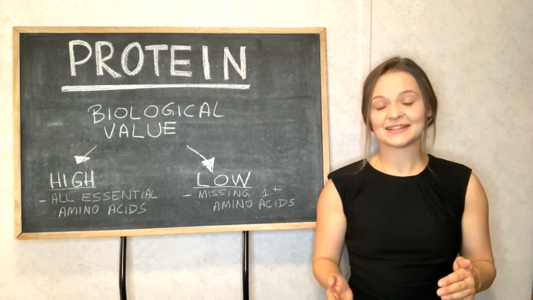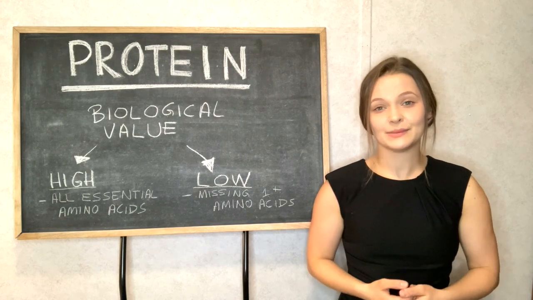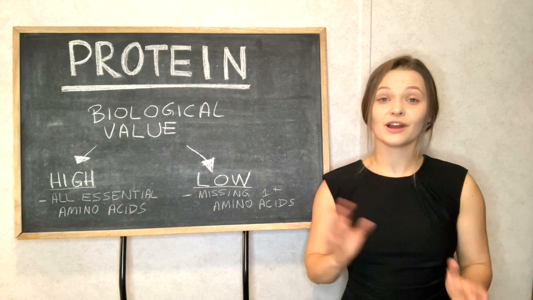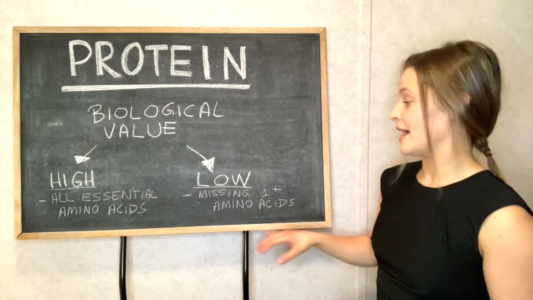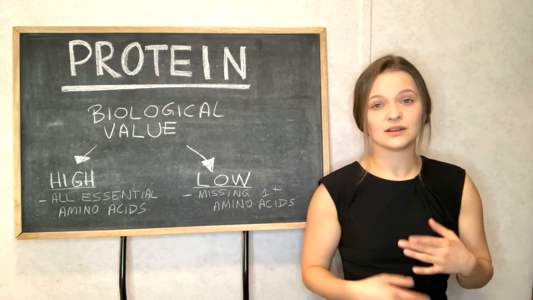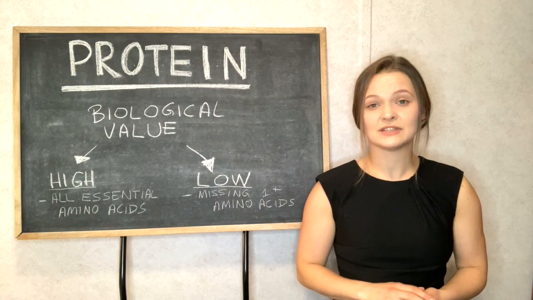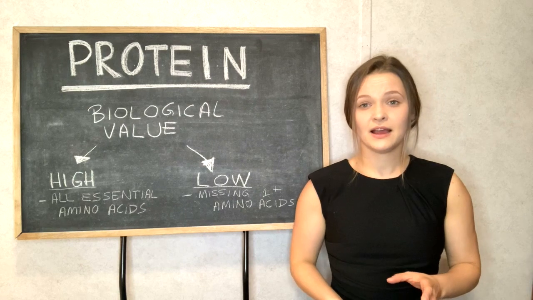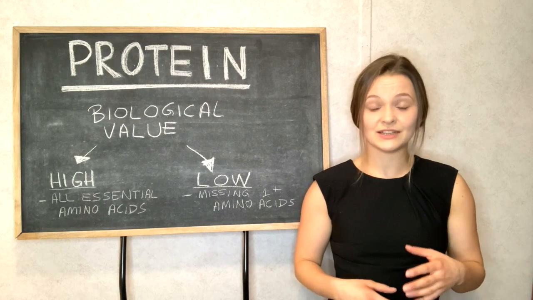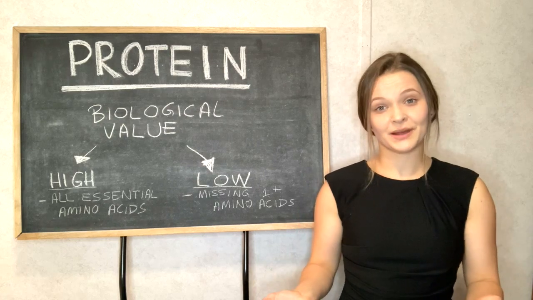However, this is not the case anymore. We now know that you don't need to pair your proteins at every single meal, as long as you eat a variety of the plant-based or the low biological value foods, so rice, beans, other whole grains, legumes, greens, nuts and seeds. If you're eating enough calories, then your protein needs should be met over the course of the day, which includes all of your essential amino acids.